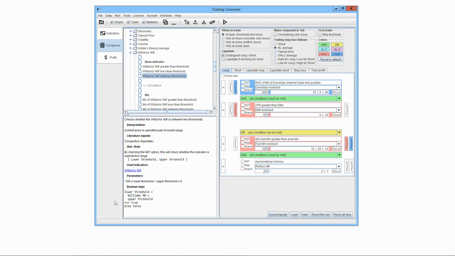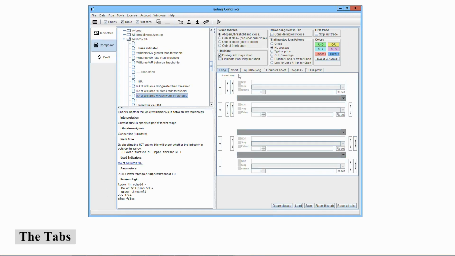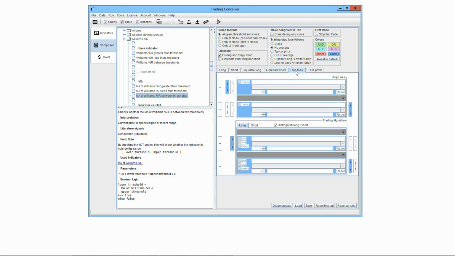The Boolean logic states the conditions under which an algorithm is true. There are 6 steps. Long: here you specify when to go long. Short: here you specify when to go short. Liquidate long: here you specify when to liquidate the long position. Liquidate short: here you specify when to liquidate the short position. Stop loss: here you specify the stop loss. Take profit: here you specify the take profit. The tabs for long, short and liquidate are all equal, while the ones for stop loss and take profit differ slightly.